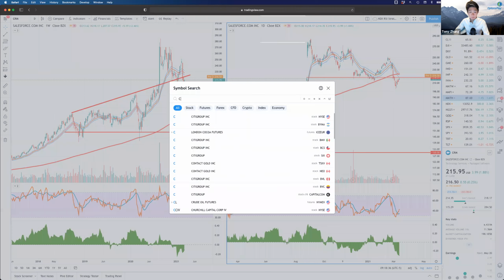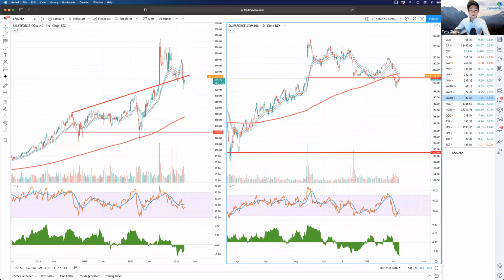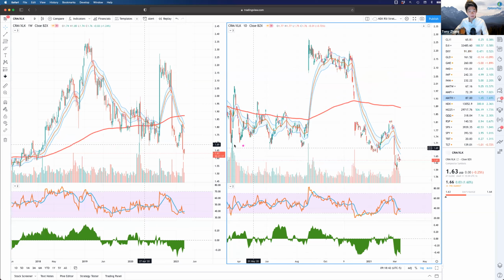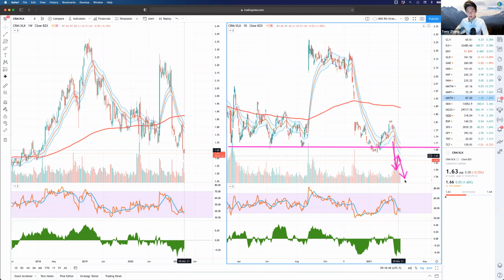And remember, Salesforce is part of the technology sector. So when we look at Salesforce relative to its sector, notice the large underperformance of the sector, and recently breaking down below it and looking for potential downside here for Salesforce.